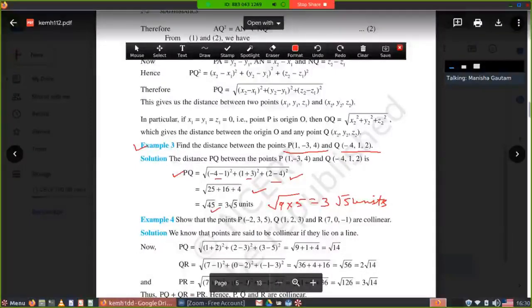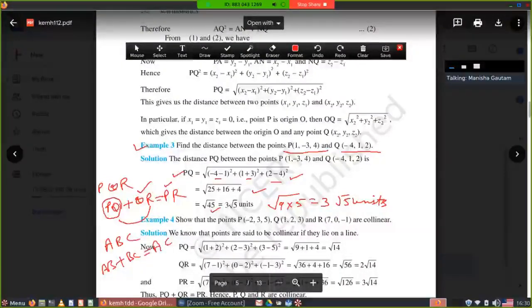If points are collinear, in this case also you have studied, when 3 points are given to you, if points are collinear, it means what? If P, Q, R are the points, PQ plus QR should be equal to PR distance. It means calculate distance PQ, calculate distance QR, add them, you will get the distance that will be equal to PR. If points are A, B, C, then you have to calculate AB distance plus BC distance equal to AC distance.